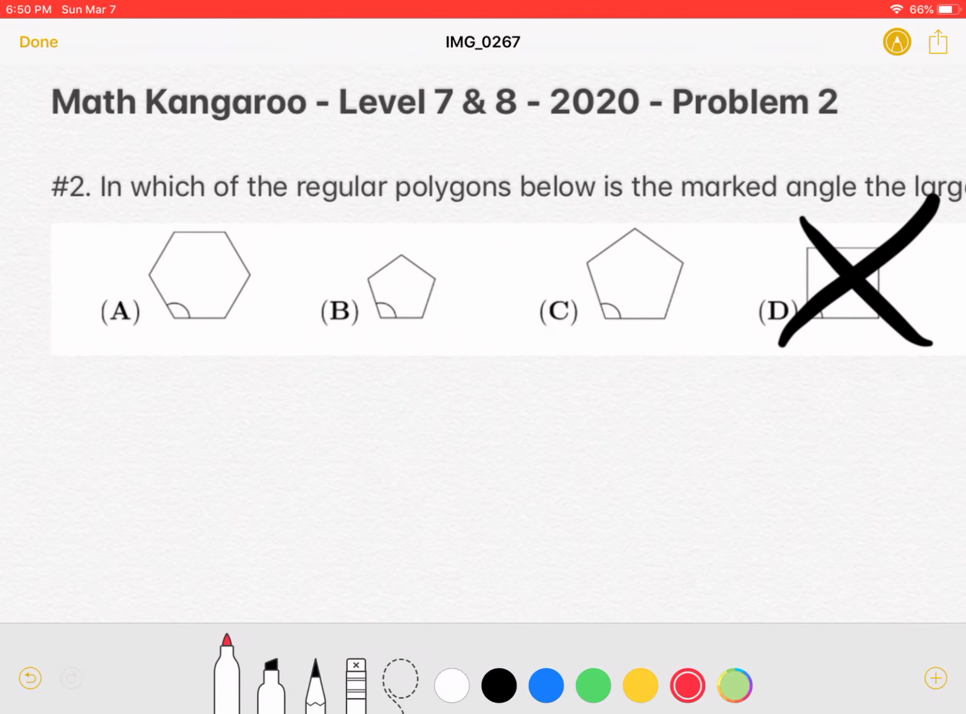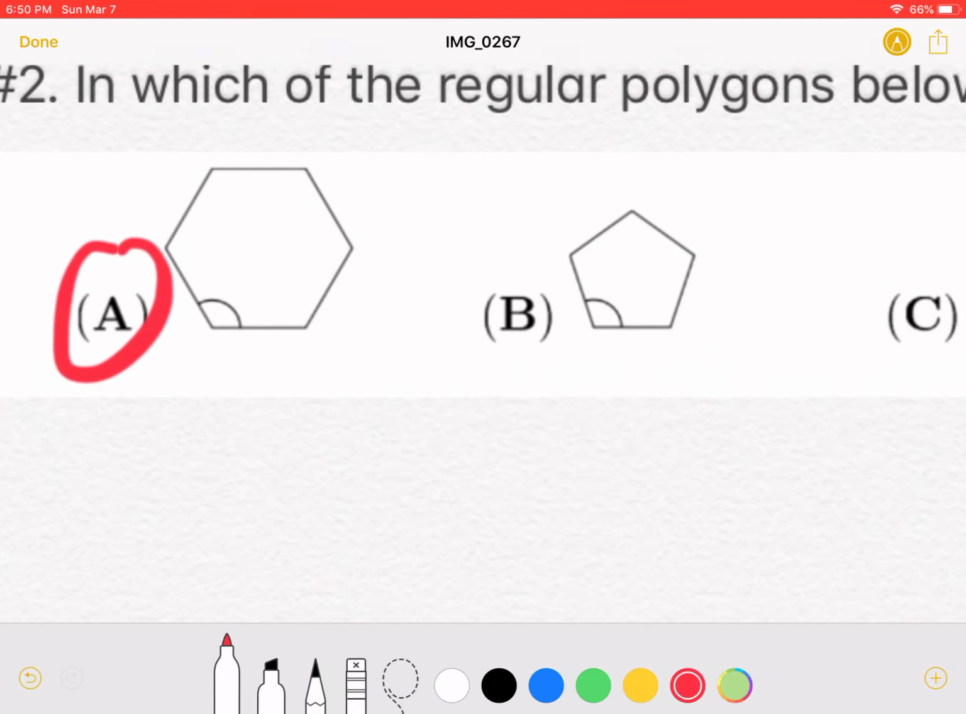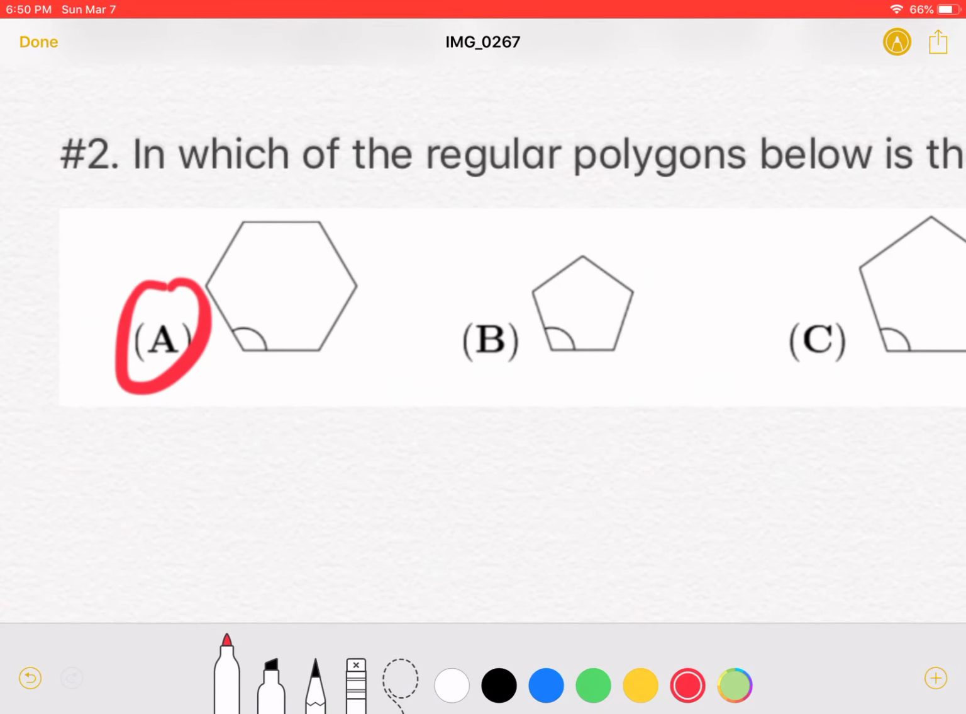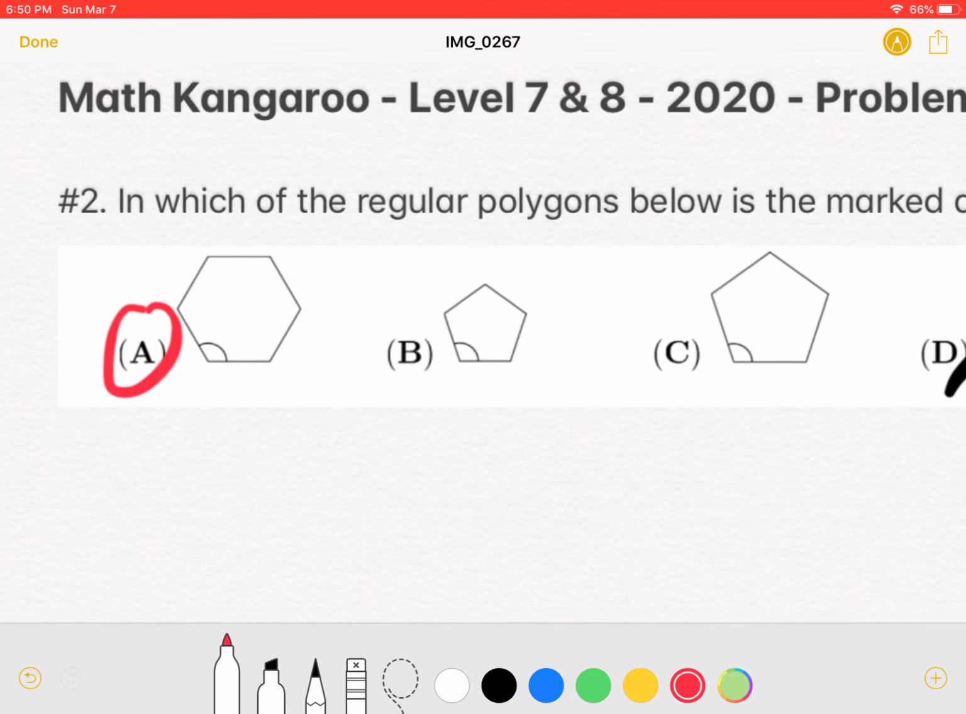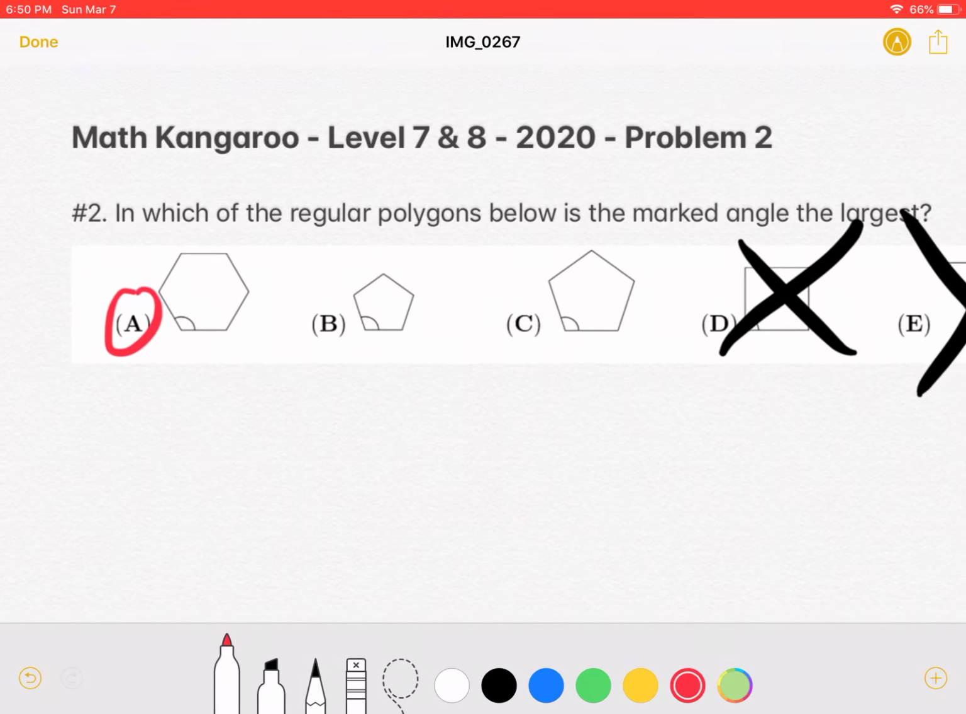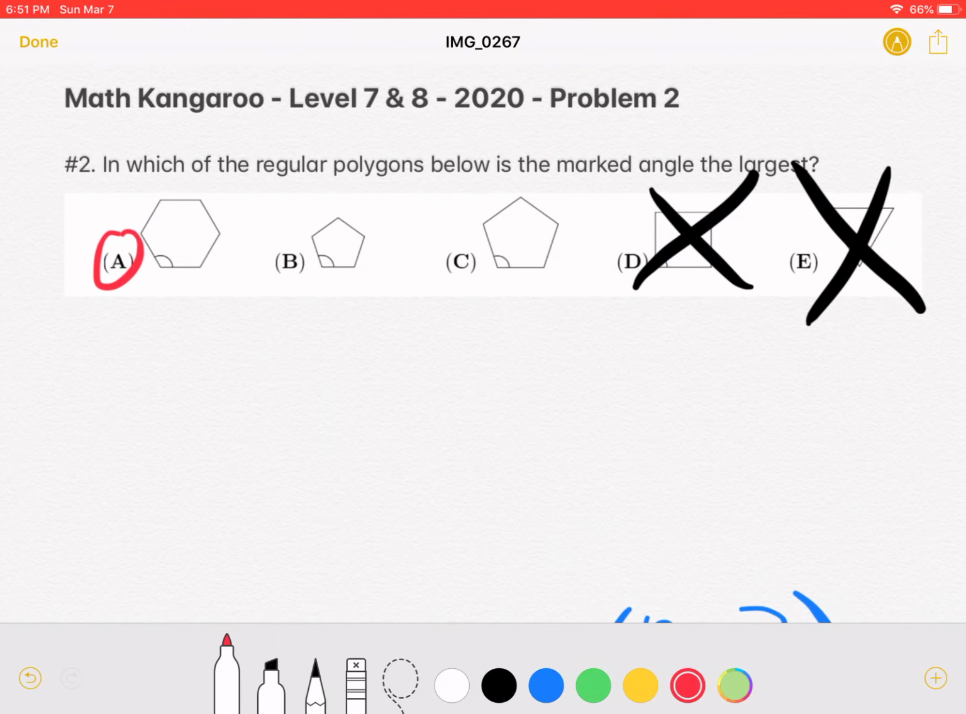So what should we do? Well, we can infer that the hexagon has a larger angle measure, and it does. So the answer is A, because the hexagon side tilts out more, which makes the angle measure larger. So the answer is A, but there's actually a formula you can use to solve the angle measure of a shape with sides.